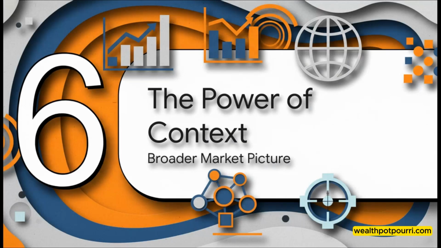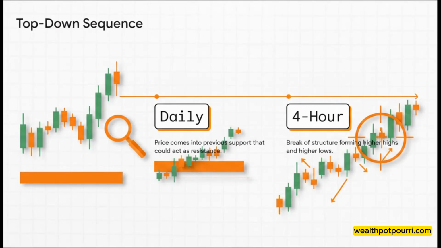And finally, Section 6, the power of context. Here's the undeniable truth about trading. Absolutely none of these patterns matter at all if you don't understand the broader market picture. So let's walk through this top-down sequence because it maps out so logically. You start on the weekly chart. Let's say it's in a clear uptrend and it's hitting a major support level.